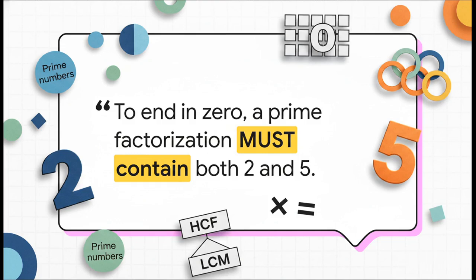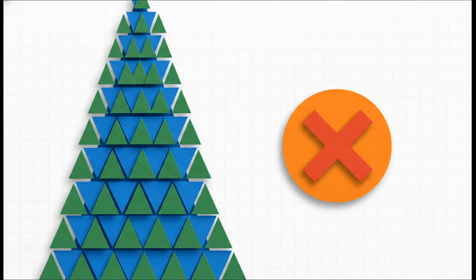Why? Because to end in a zero, a number has to be a multiple of 10, and the prime building blocks of 10 are exactly 2 and 5. If even one of those is missing, a zero is mathematically impossible. So let's apply that logic right back to the number 6. The prime factors of 6 are 2 and 3. So we have a 2, but no 5.